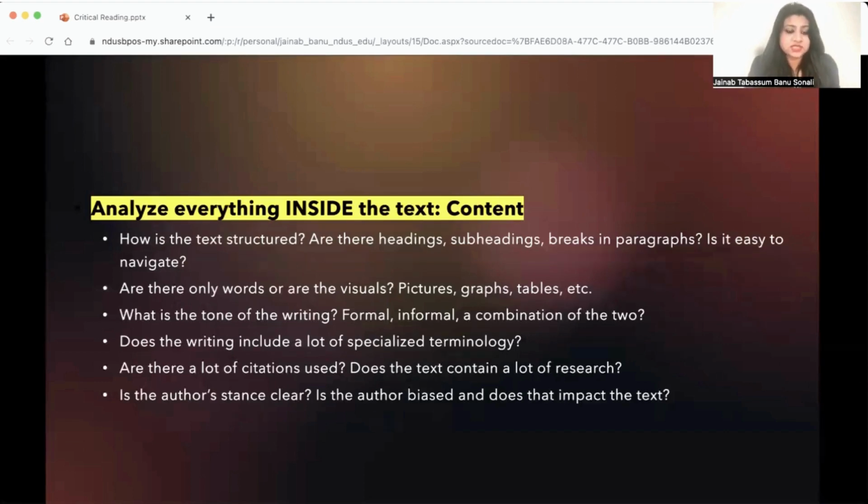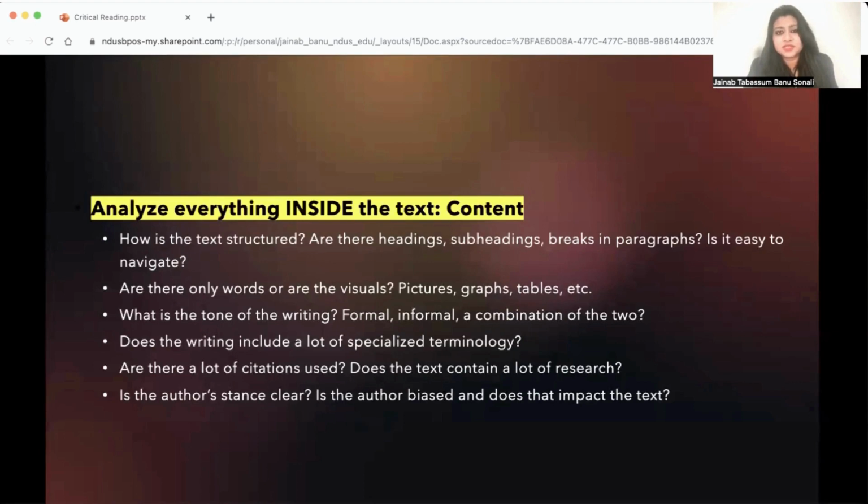Then you ask this question, does the writing include a lot of specialized terminology? If it does, then it has a particular audience who might understand the terminologies and the jargon words. If you don't understand, don't just bash the text. Probably it is not for you, but it has a target audience. Now, is there a lot of citation used? Does the text contain a lot of research?